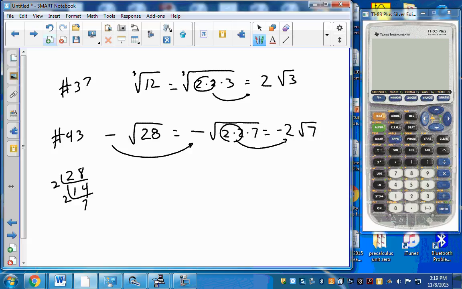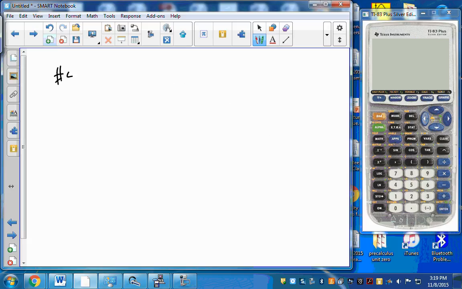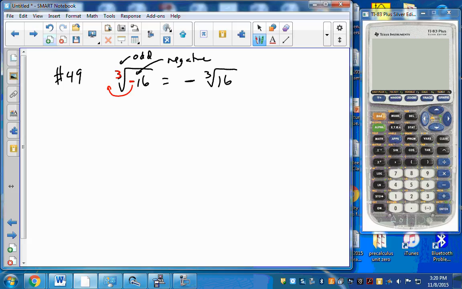Okay, number 49. We have a cube root of minus 16. So let's see, the index is odd and the radicand is negative. Okay, we can immediately pull that negative sign out and deal with this. Makes it a little bit easier to deal with. Yes, for odd indices and negative radicands, that negative sign can just be pulled out.